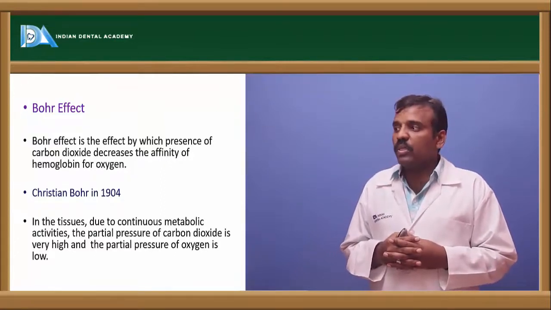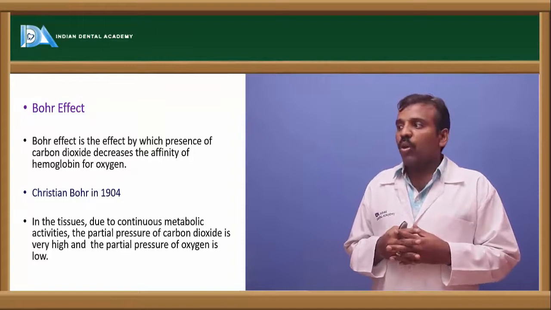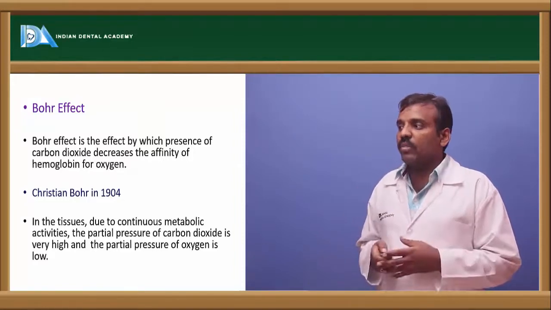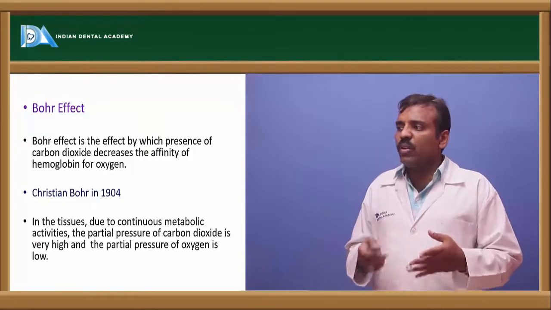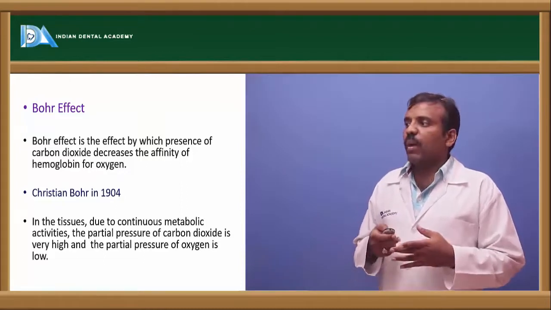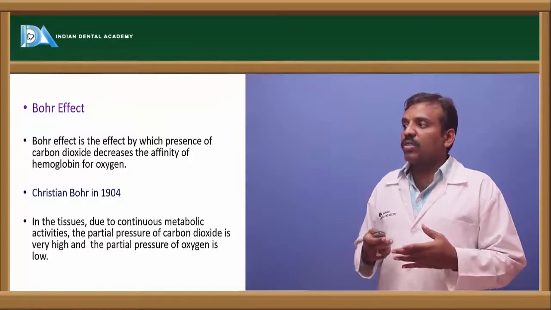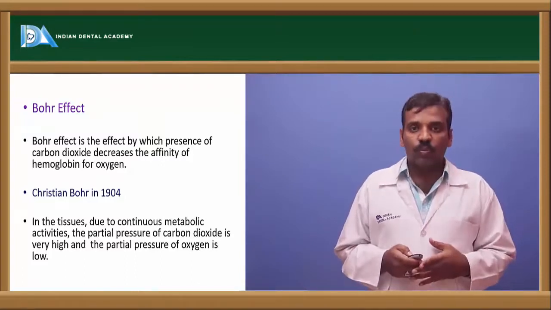This was proposed in 1904 by Christian Bohr. And next, in the tissues, due to the continuous metabolic activities, the partial pressure of carbon dioxide is very high and the partial pressure of oxygen becomes low.